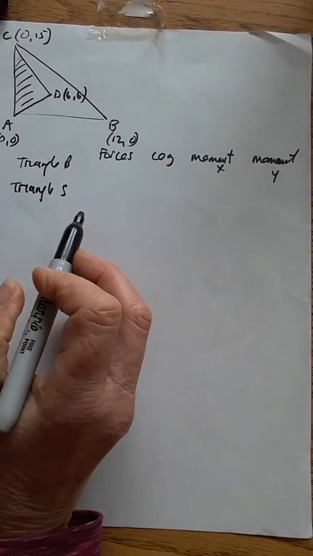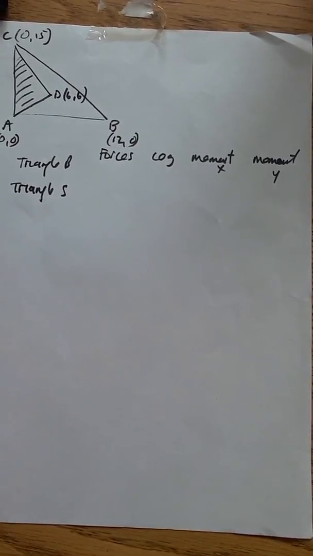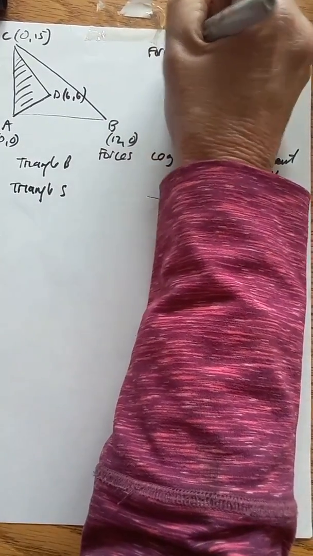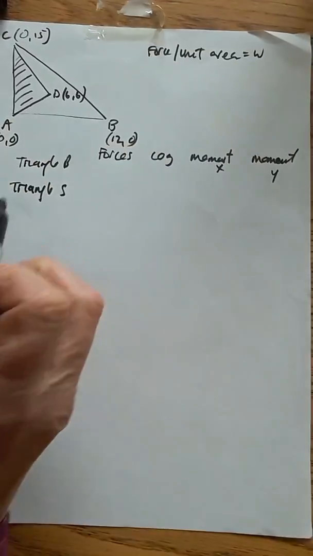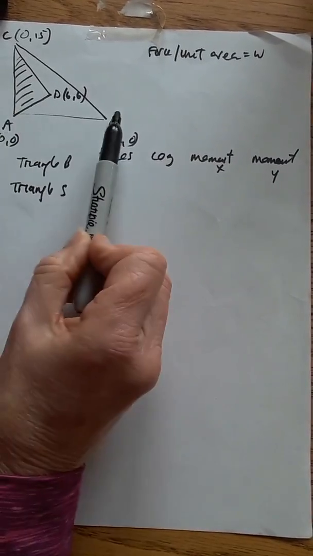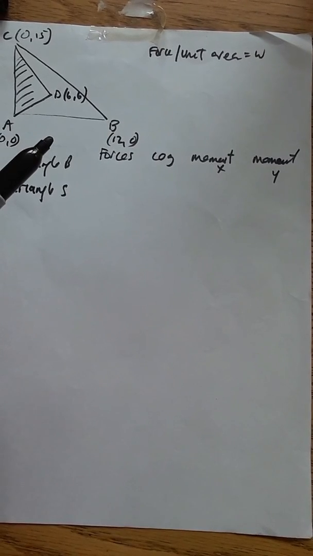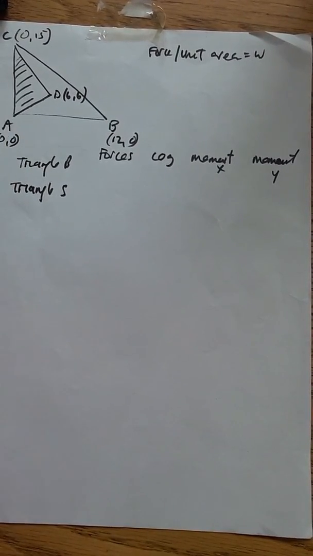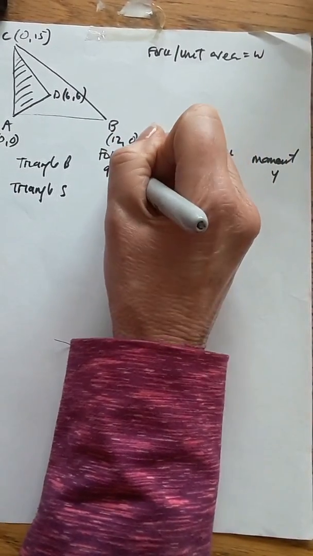Okay, so my large triangle, I'm going to use the force per unit area again idea. Force per unit area is W. So the area of the large triangle is half the base by the perpendicular height, so half 12 by 15. That's going to give me 6 by 15, 90. So that's going to be 90W.